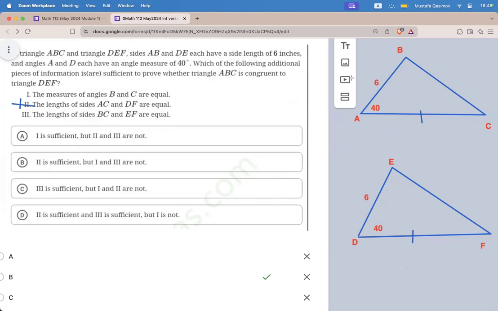Let's look at the third one. If we know BC and EF, they are not congruent to each other because it is not SAS. It is SSA. SSA is not enough. So the answer is the second one, B. Okay, any question?